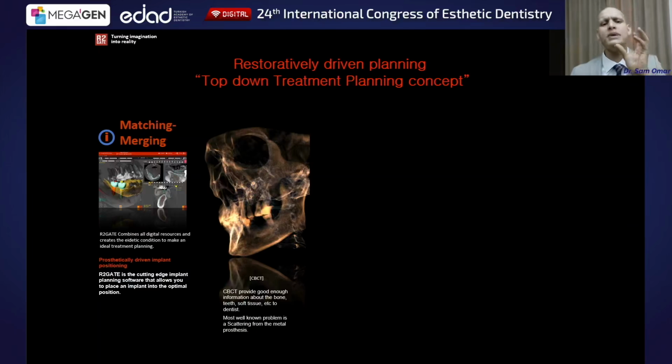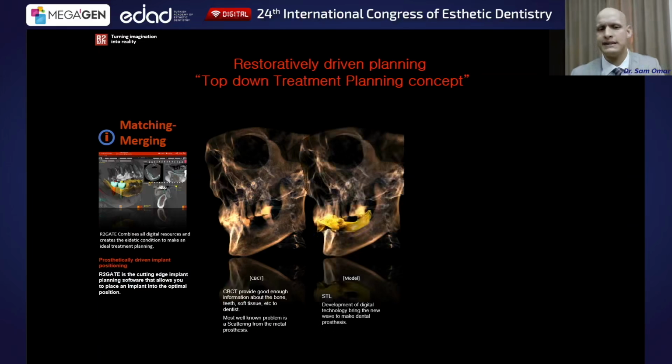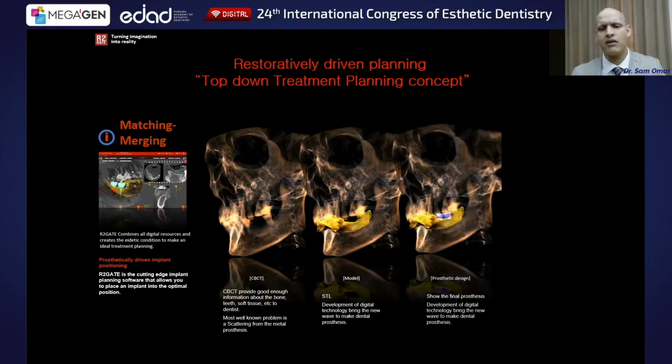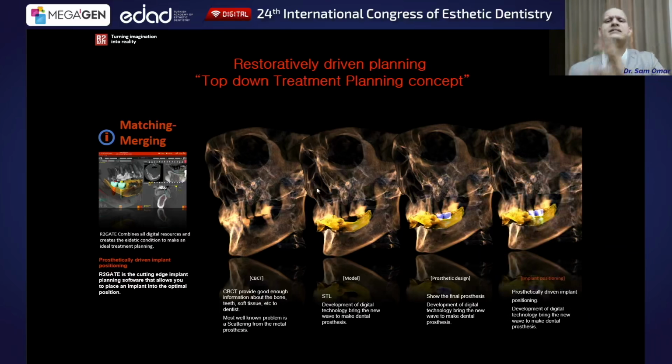So we said at the beginning that we always get a CBCT. We get the model of the patient, we merge all the data together. And then before I start to treatment plan my implant, I always need to plan my prosthetic first. After I treatment plan my prosthetic, then the last step will be to treatment plan the implant, and this is what we call the top-down treatment planning or restoratively driven planning.